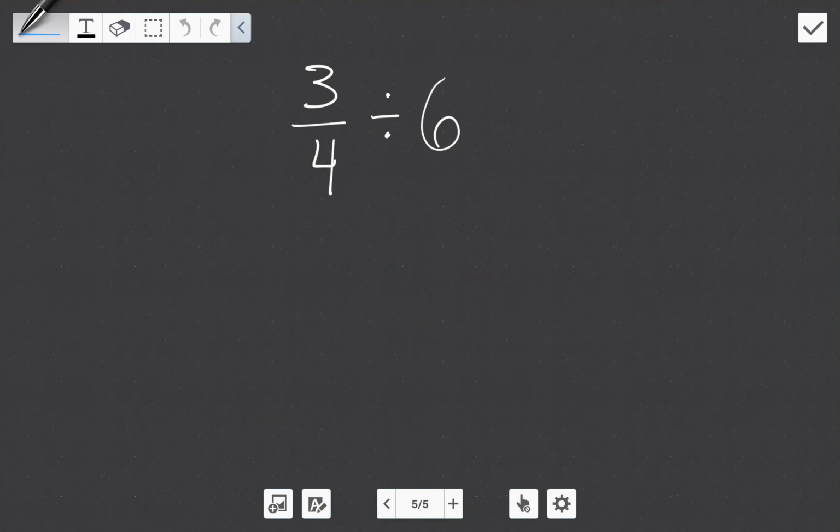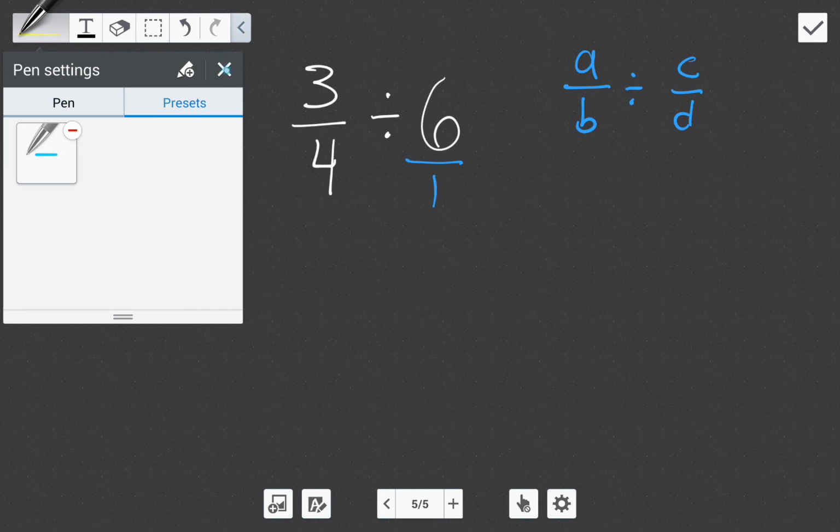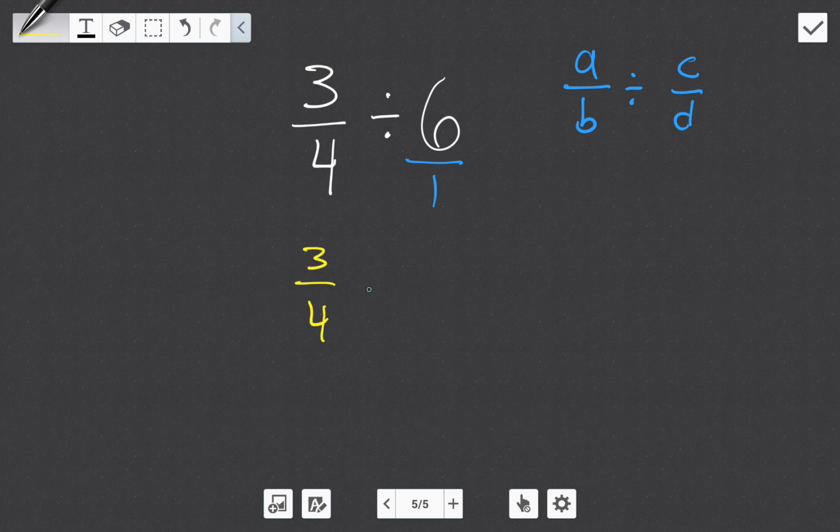Let's take a look at another example. In this example, we're looking at dividing a fraction and a whole number. Now, we need our problems to be in the form of two fractions, right? A over B divided by C over D. So the first thing we need to do here is make sure that we turn that whole number into a fraction. We can do that easily because we should all know that every whole number has an invisible 1 underneath. So our new problem is going to be 3/4 divided by 6/1.